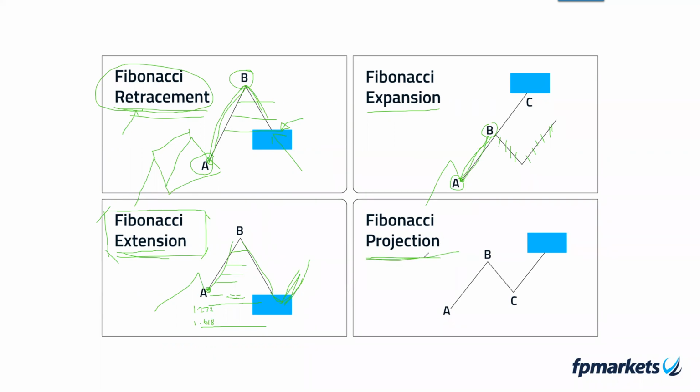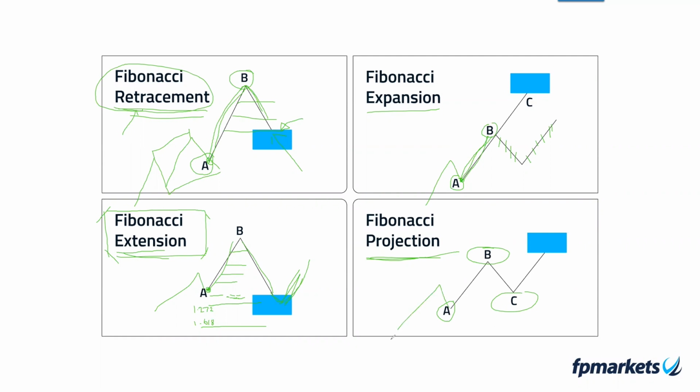Now, finally, the Fibonacci projection. This requires 3 points of contact. This is the only one out of the Fibonacci setups that requires 3 points of contact. All the other 3 only require 2. So Fibonacci projection, again: point A, point B, point C.